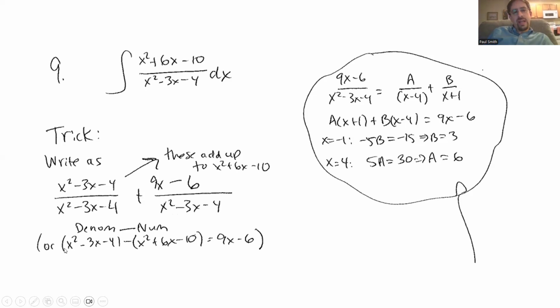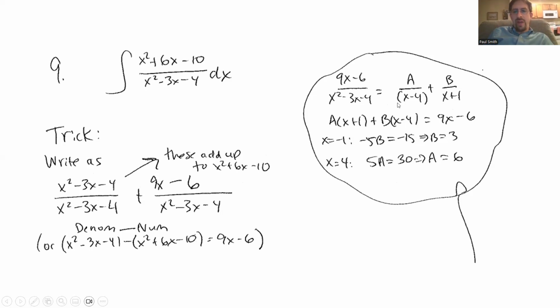Another way of looking at that, I'm just subtracting the numerator from the denominator, which gives me 9x minus 6. So now I've got two fractions here. Why would I ever do it like this? Well, this first fraction divides to 1. That's going to be easy to integrate. And the second fraction is a proper fraction that we're then going to be able to do integration by partial fractions on. So I set it up.